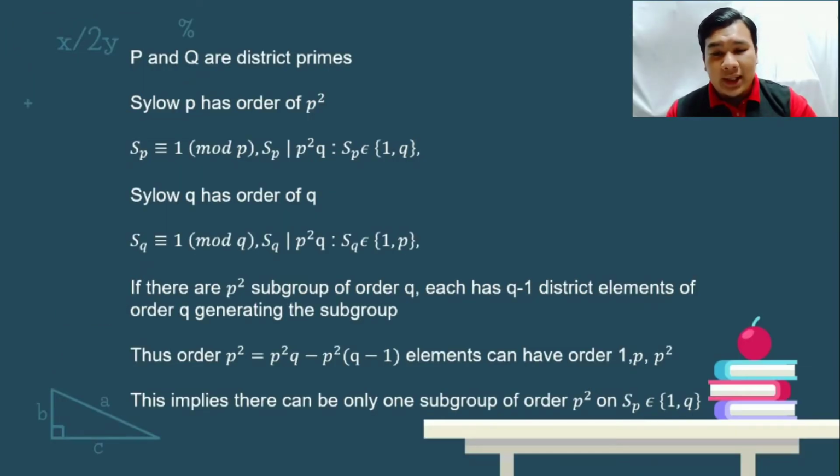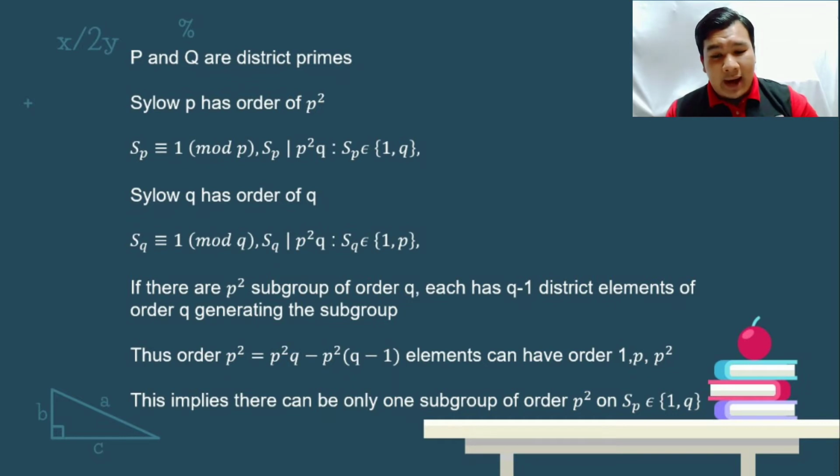From there, we know that p and q are distinct primes. So a Sylow p subgroup has order p squared. So we can see that s_p is congruent to 1 modulo p, and s_p divides p squared q. And from there we see that there are 1 or q possibilities for the number of Sylow p subgroups. So now a Sylow q subgroup has order q. So s_q is congruent to 1 modulo q, and s_q divides p squared q. So now there are 1 or p possibilities for the number of Sylow q subgroups.